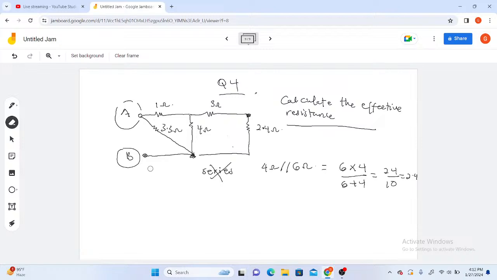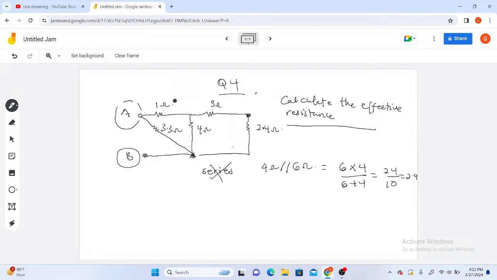And at this point, you can clearly see that we are left with 3 ohm and 2.4 ohm being the resistors at the farthest end. And we will continually combine till we move to the terminals.